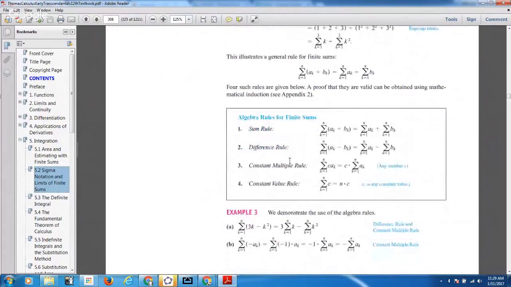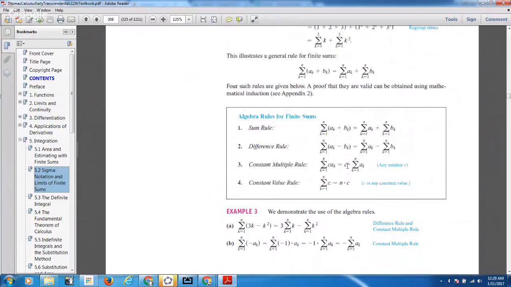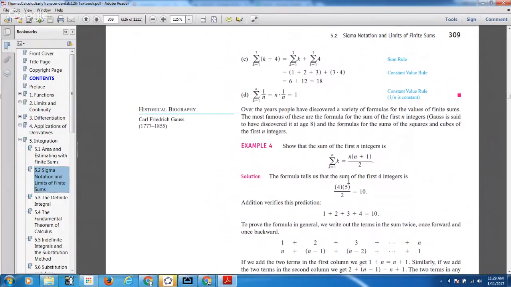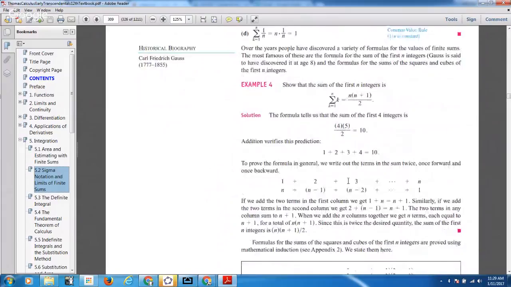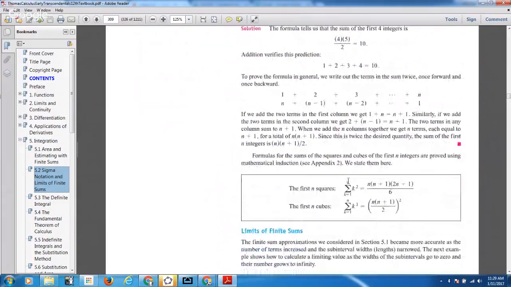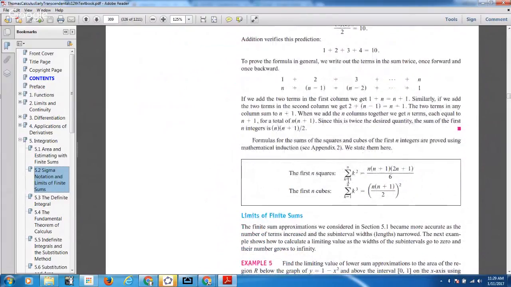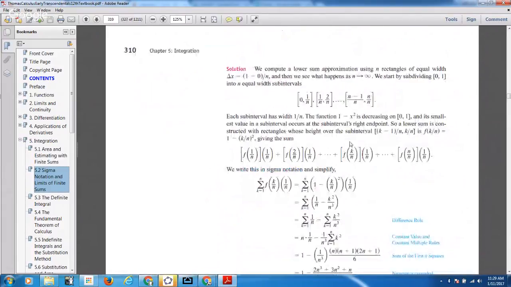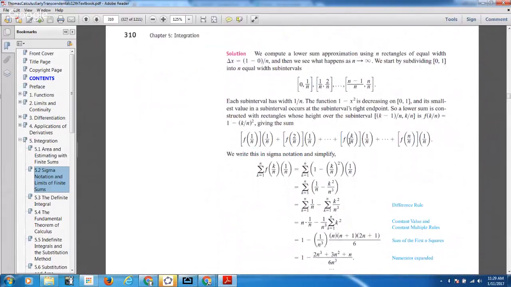We talked about some of these sum rules just now, where we can split a sum on addition or subtraction. Constant multiples pop out, and the sum of a constant is the number of times you add it times the constant. Just repeated addition is multiplication. Then we have some formulas. We went over some of these in class the other day for the sum of the first k whole numbers, the sum of the first k squares, the sum of the first k cubes. Those are all useful in trying to find limits of our rectangular sums.